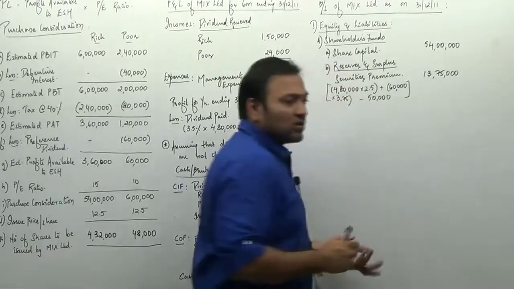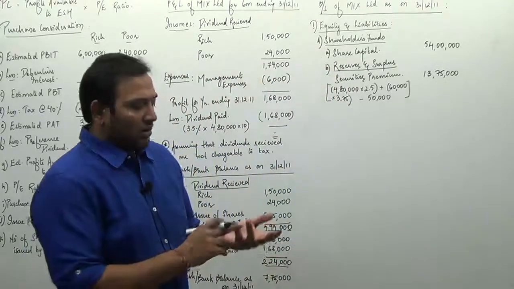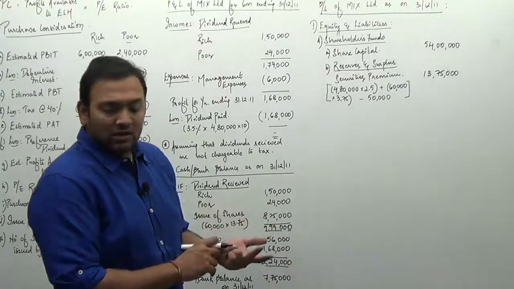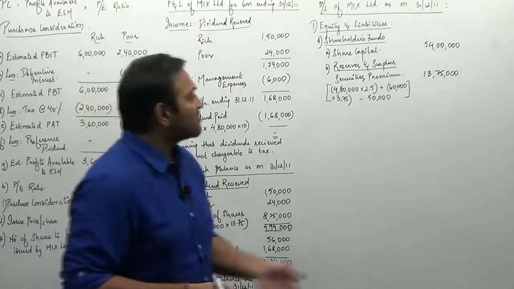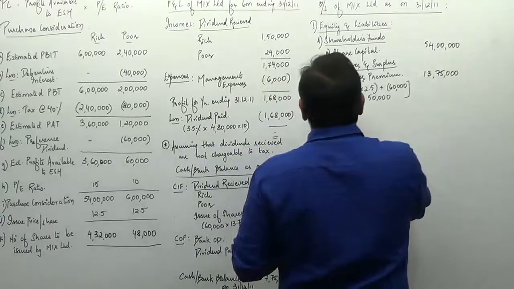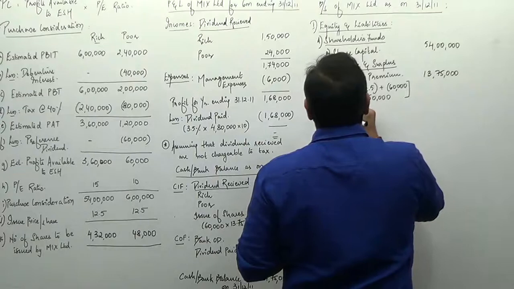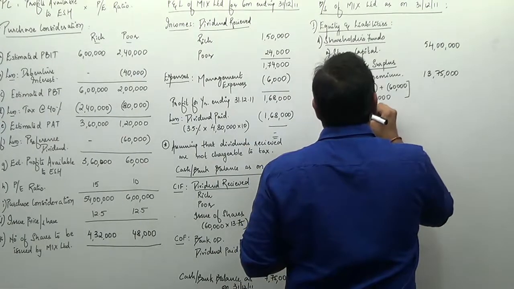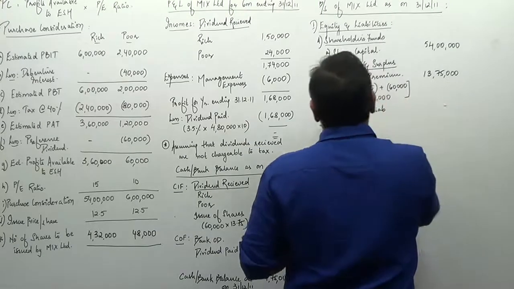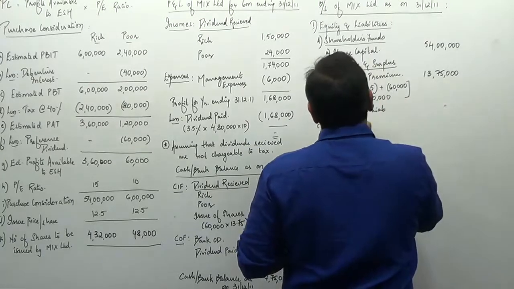And if you observe, there's no other liability there. There's no non-current liability because they did not issue any debentures or anything. There's no current liability because it's not doing any business. So we can actually stop here. But try to make sure that you're writing the headings: non-current liabilities and current liabilities.